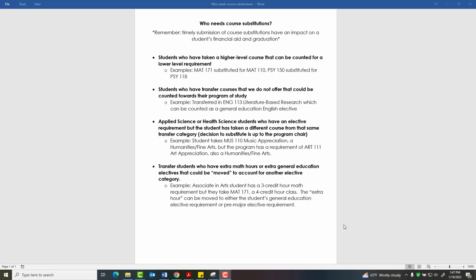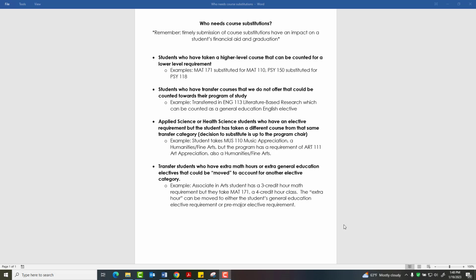So when should you do a course substitution, or what kind of student would need a course substitution? This document is posted in the Moodle page. Students who have taken a higher level course that can be counted for a lower level requirement. So the example there, you could take Math 171 and substitute it for Math 110. You could take Psych 150 and substitute it for Psych 118. If you're ever unsure if a course is a higher level course, you can always reach out to the chair of that department and they could let you know.